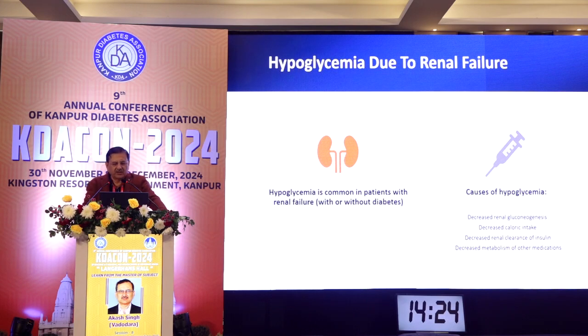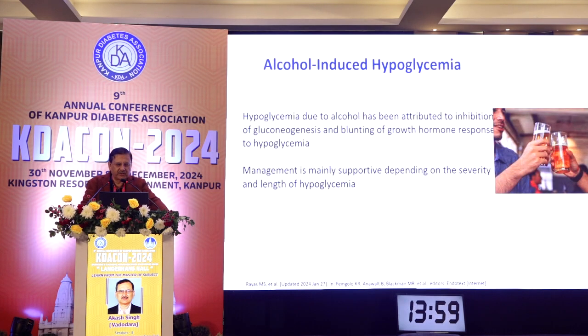In renal failure, you have again decreased renal gluconeogenesis, because once hypoglycemia occurs, initially the renal component of gluconeogenesis is less, but as the hepatic component is compromised, the renal component becomes important. So there is decreased renal gluconeogenesis, decreased calorie intake in patients of CKD or acute kidney injury, and decreased renal clearance of insulin and other medications, which leads to hypoglycemia.